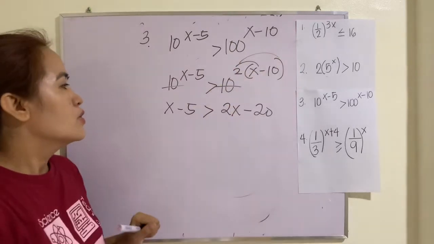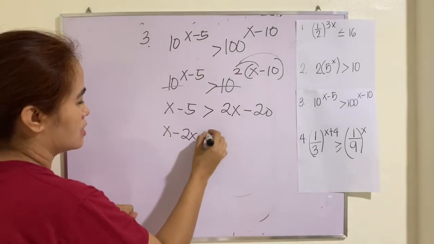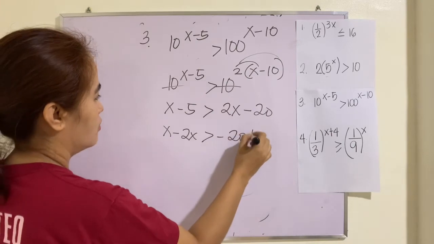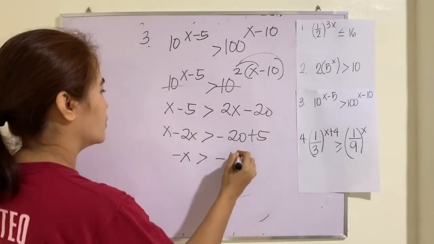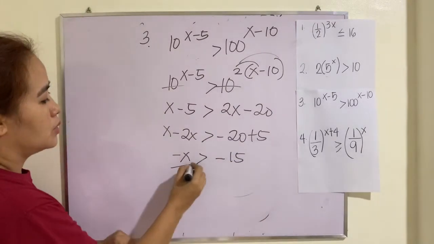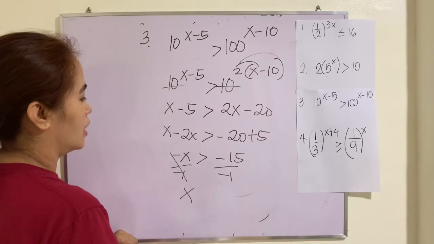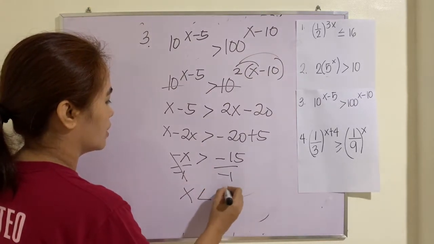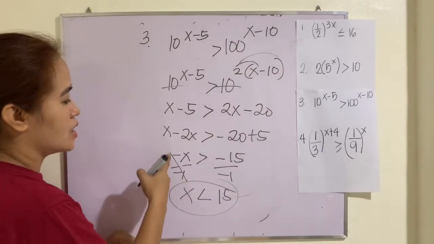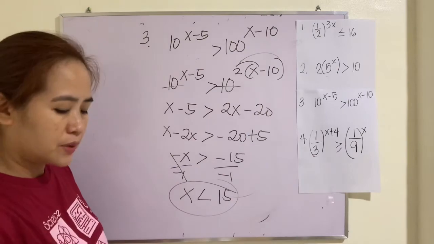Okay. So now I can transpose this minus 2x. This one is negative 10 plus 5. So this is negative x is greater than negative 5. So negative 1, negative 1. Again, negative coefficient. So therefore, reverse the symbol. Instead of greater than, since negative coefficient, it's less than 5.